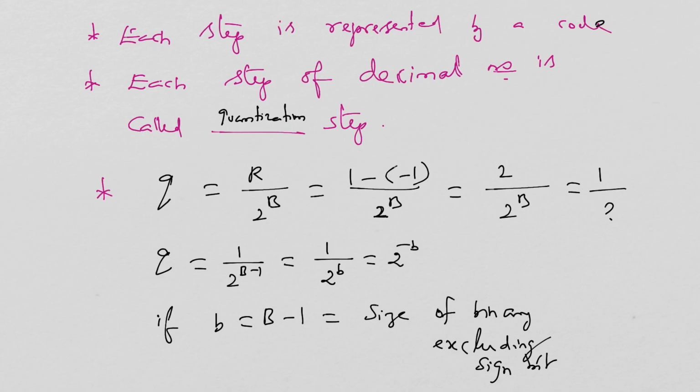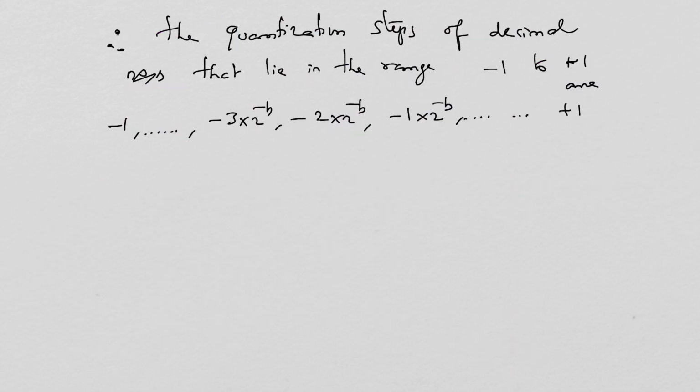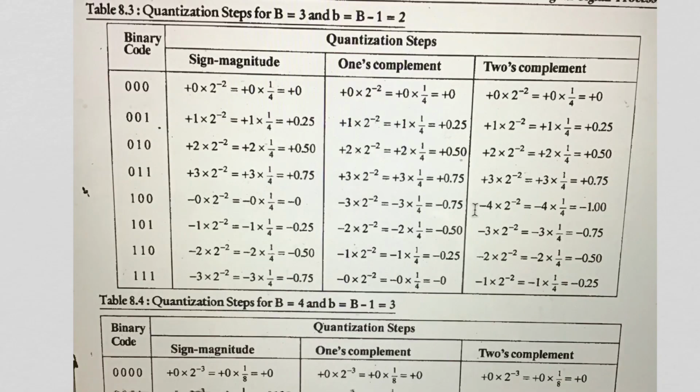So let me proceed. If small b is equal to B minus 1, then it is called the size of binary which excludes the sign bit. Therefore, the decimal numbers in the range of -1 to +1 will be divided into -3 times 2 power minus b, -2 times 2 power minus b, -1 times 2 power minus b, 0 times 2 power minus b, 1 times 2 power minus b, 2 times 2 power minus b, etc., up to 1. The quantization steps in the range of -1 to +1 can be viewed for small b equal to 2 and small b equal to 3 using the tables.